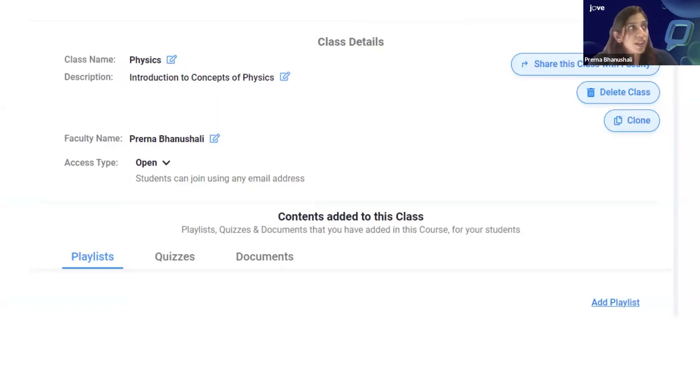So you can also share this class with faculty. For example, if you're a course coordinator, or you have other faculty members contributing to the same course. They're taking unit one, you're taking units 3 and 5, and other members are completing the other units. You can add them to this same class.